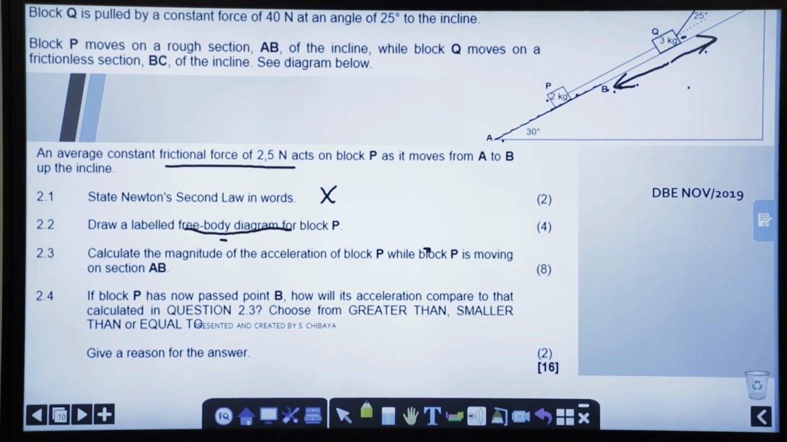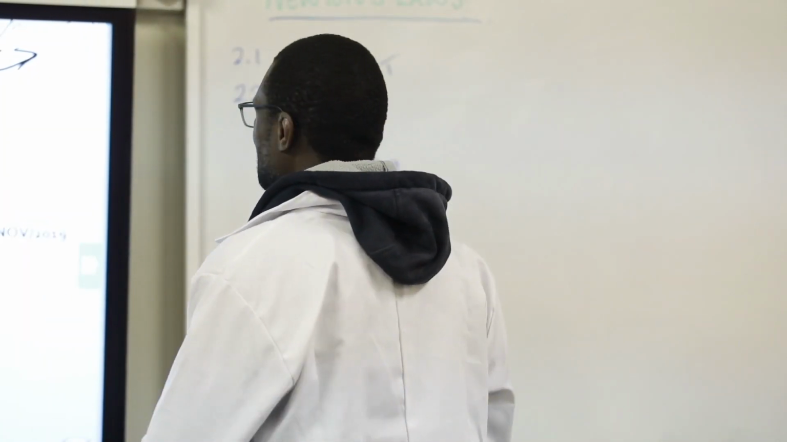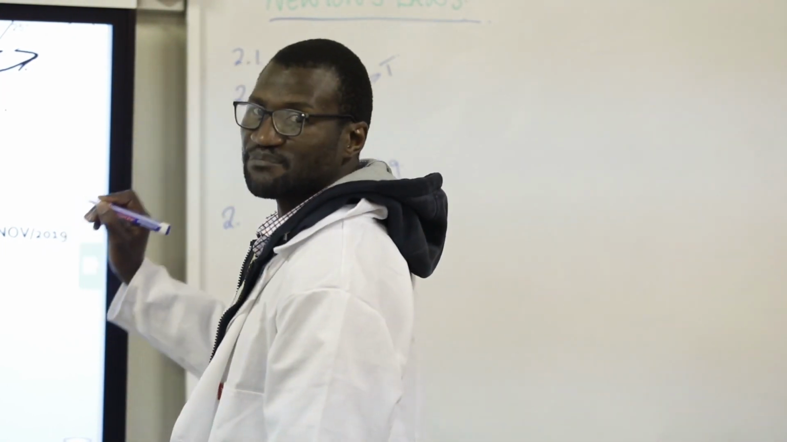Next question says, calculate the magnitude of the acceleration of block P while P is moving on section A and B. It's a system. So the acceleration of block P is equal to acceleration of block Q. Let's look at 2.3.